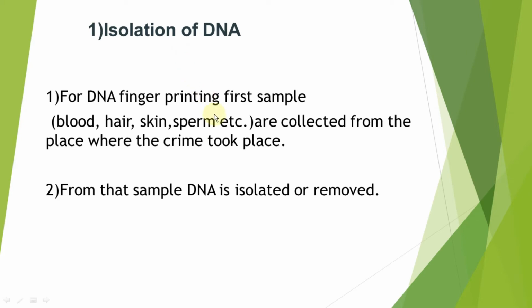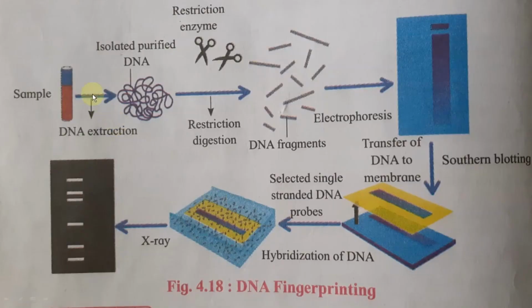The forensic department people collect the sample. It may be blood, hair, skin, sperm, anything. From the crime place they collect the sample, and from that sample DNA is isolated or removed. This is the sample which is collected from the crime place.